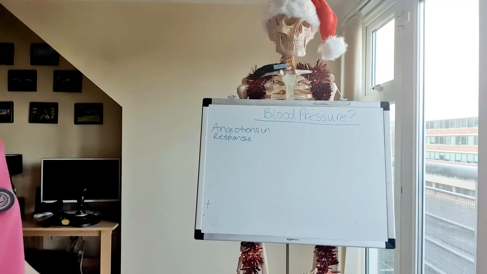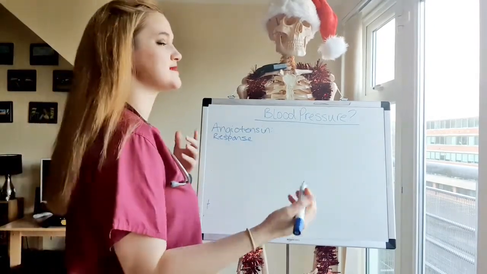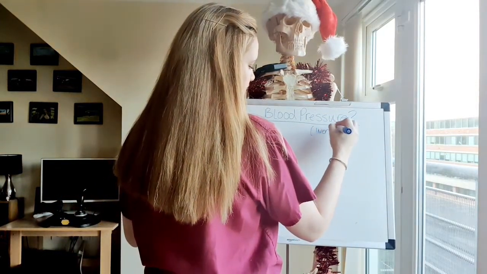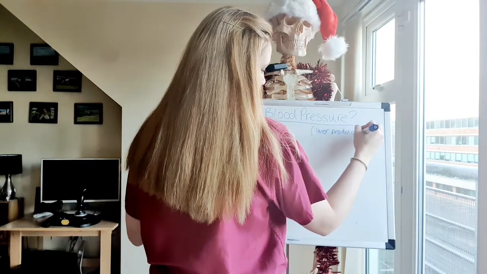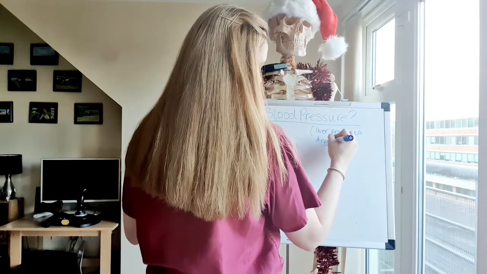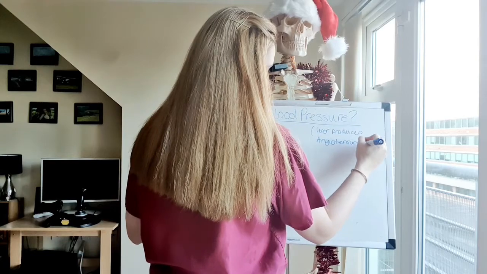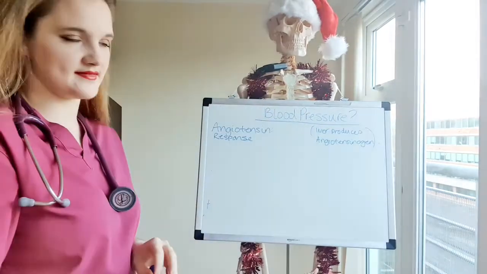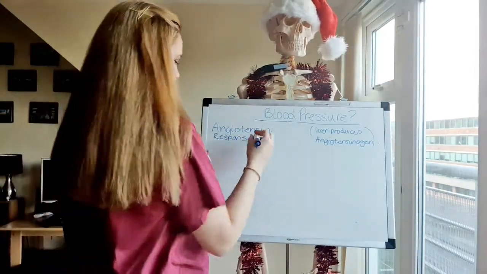So before we start on this pathway, we know we've got low blood volume, we know we've got low blood pressure. Just as a little side note, I want to say that the liver naturally produces something called angiotensinogen. So that's just a little side note that will help you put all this together, okay? So what happens? We've got low blood pressure.